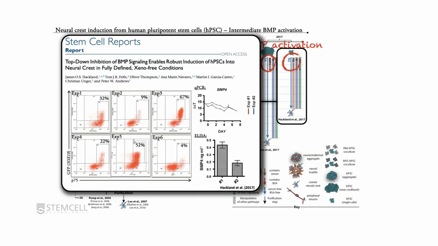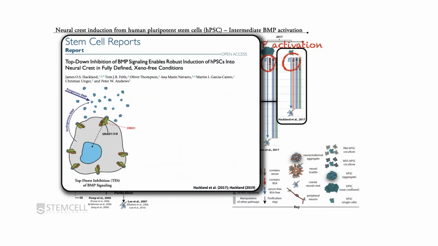In this basic version of our protocol, in the absence of BMP modulation, we saw a huge amount of variability in neural crest induction efficiency, seen here presented again using flow data. This variability was reflected in the levels of expression of BMP4 and detectable BMP4 protein levels in the culture. We hypothesized that the observed variability in neural crest induction efficiency was due to variable BMP ligand expression within the culture, and we devised a method that we called top-down inhibition to control for this feature.